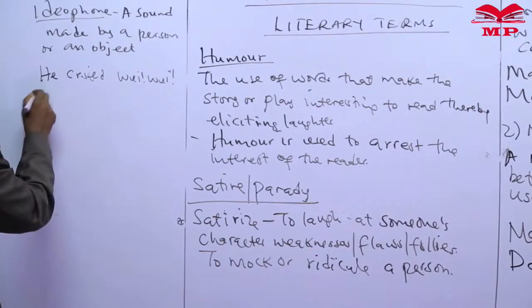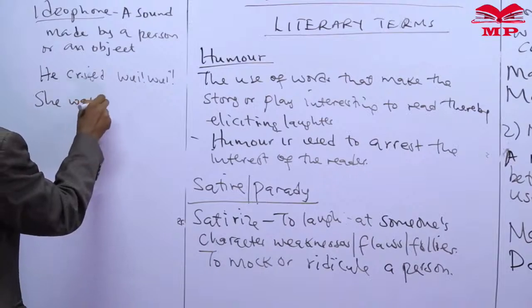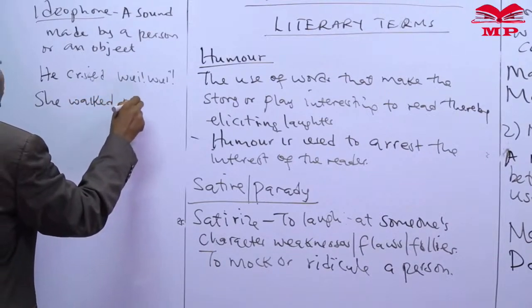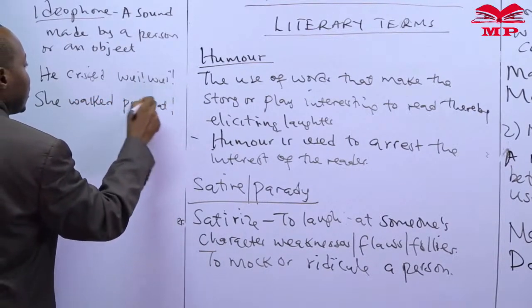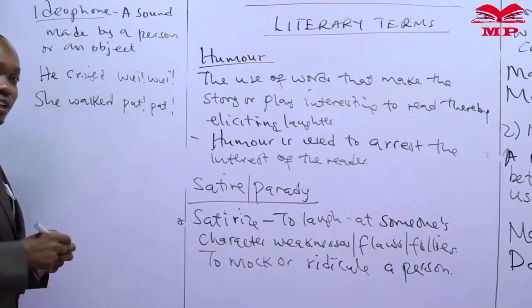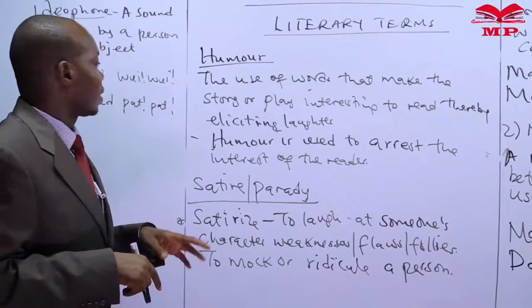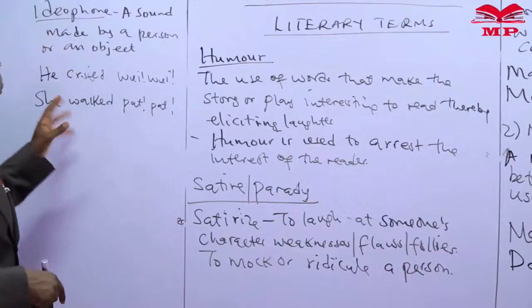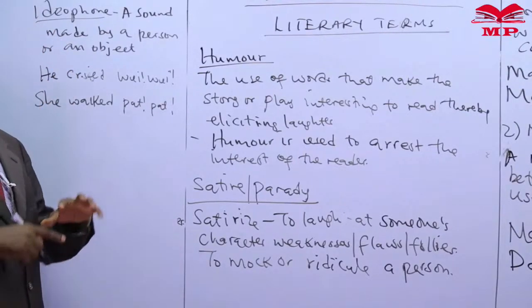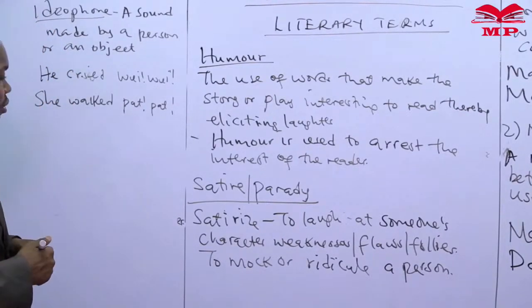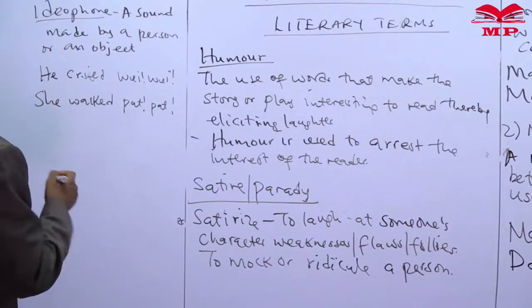She walked, pat, pat, pat, pat. It means she was walking very fast. Quick steps, quick steps. So these are idiophones, sounds made by objects. Related to this is what is called onomatopoeia.